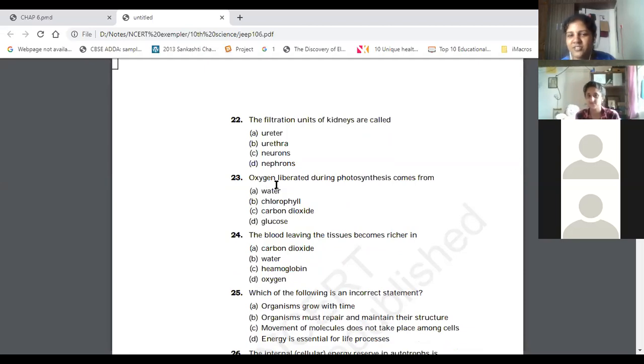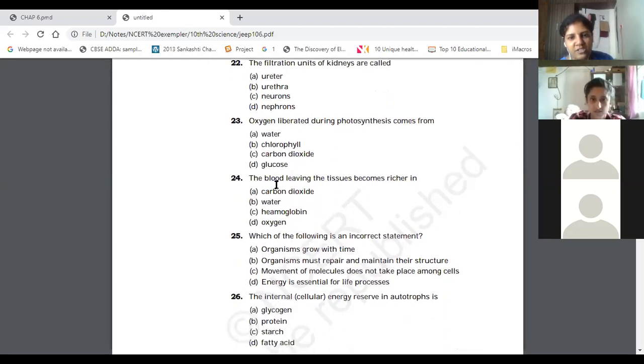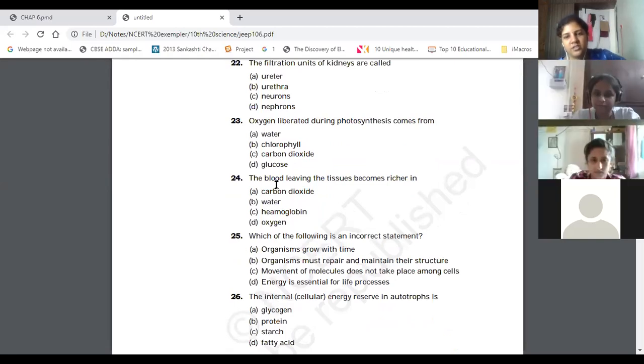Oxygen liberated during photosynthesis comes from water, not carbon dioxide. The blood leaving the tissue becomes richer in carbon dioxide. That which comes from the tissues, from the cells, has a greater amount of carbon dioxide present in it. So it is carbon dioxide.